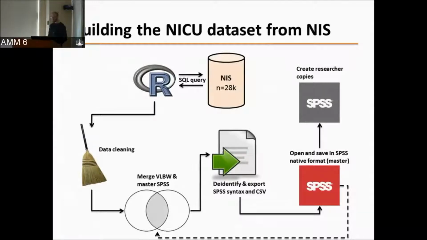But at the end of the day, what I end up with is this export from NIS that corresponds to more or less this retrospective cohort. So it's, again, this population of babies that have been through the NICU here. And once it's exported, I can save it in any format that I want. So I could give someone an Excel spreadsheet. I can give another researcher an SPSS data set. For my own use, I just keep it in R.